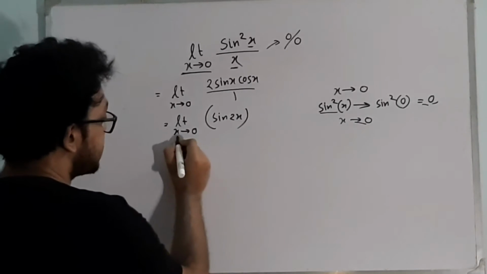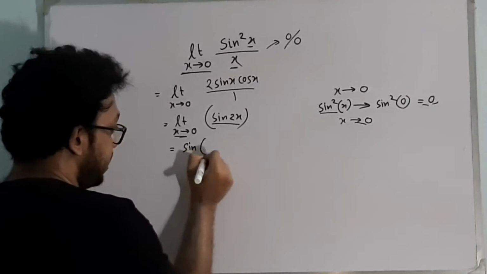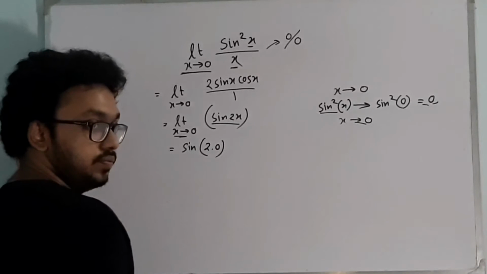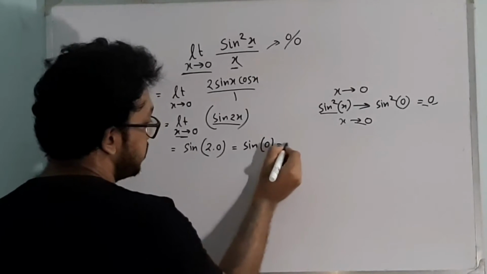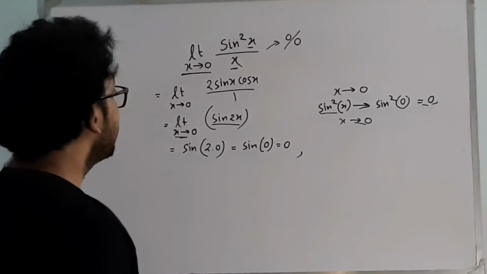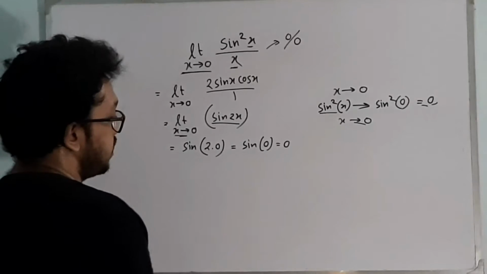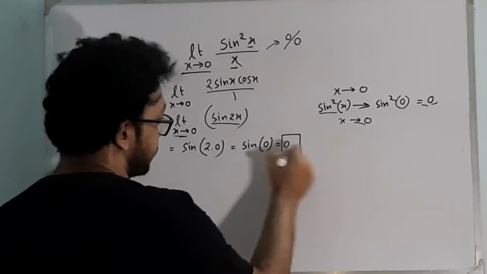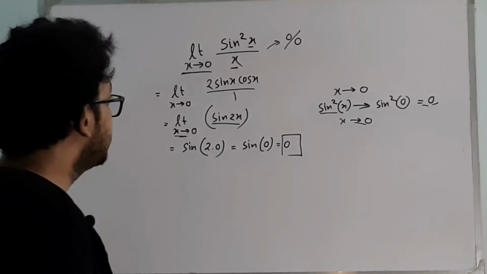And see, when x is tending towards 0, then sin of twice x will clearly tend towards sin of 2 into 0. Sin of 2 into 0 is nothing but sin of 0, that is 0. So the limiting value of this function is nothing but equal to 0, right? So 0 is the final answer. Alright? Okay. So this is an easy problem.